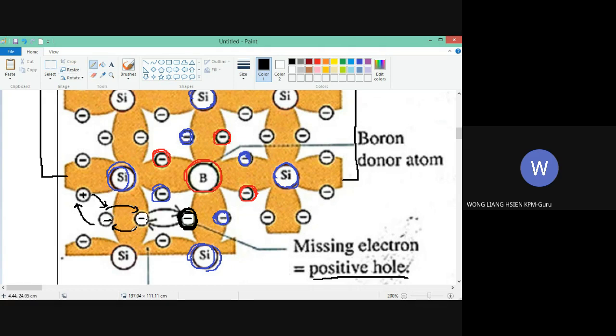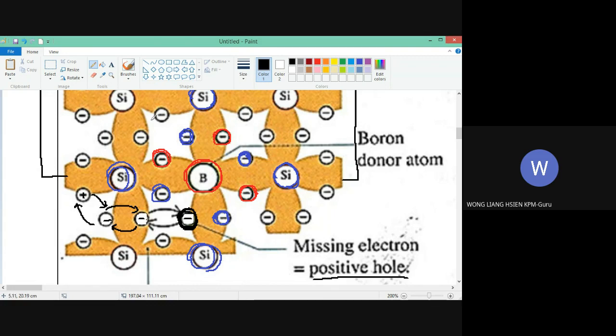Okay, this one becomes electron. So you see or not? When we apply a potential difference onto the doped silicon, the one that actually moves is the electron. I want to stress, the one that actually moves is the electron.